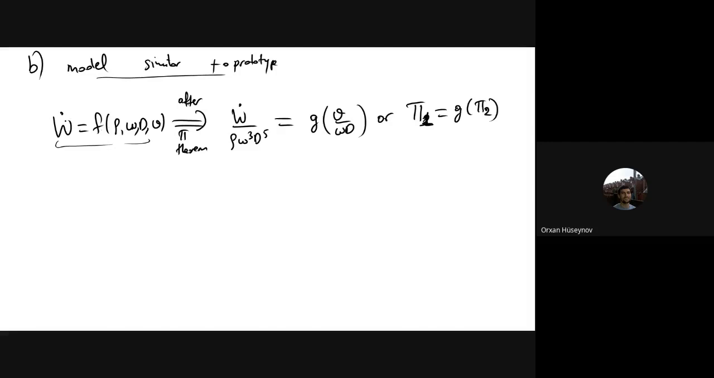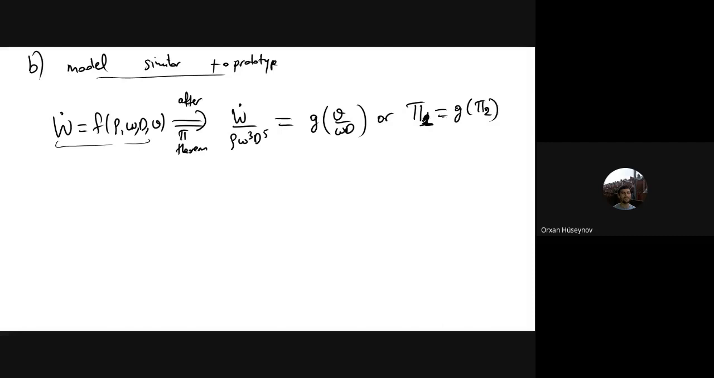In the first case, it was given in this manner, but after the pi theorem you find that pi 1 is a function of pi 2. This is the same stuff, but I'm writing it as pi. It is called pi because it is dimensionless; it doesn't have any dimension.